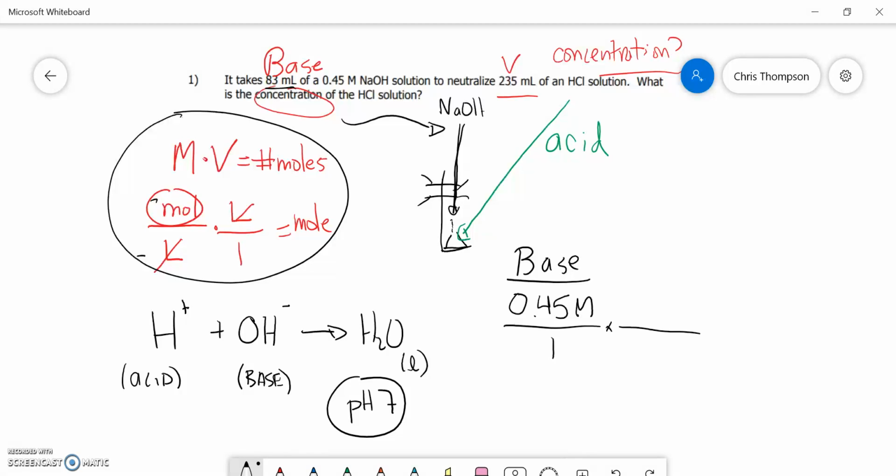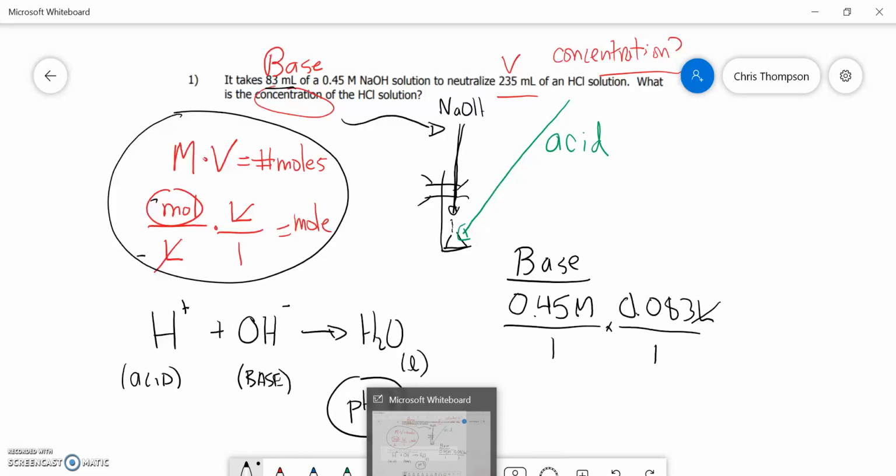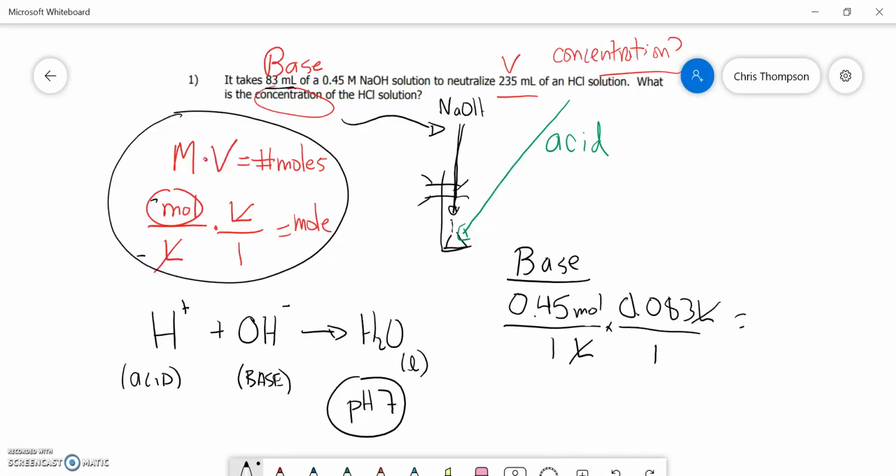So what is that? Well, it's 83 divided by 1,000. So to multiply by liters, I've got to multiply it by 0.083 liters over 1. And what that will do, liters will cancel, and I could rewrite this. We might as well do that here. Erase that and rewrite this as being moles per liter. That's the same value, but just rewriting it in a different way. My liters cancels, and I'm left with this answer.